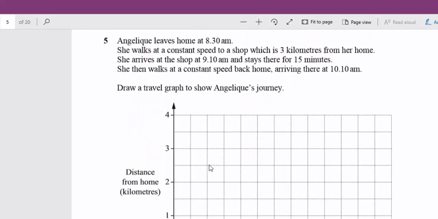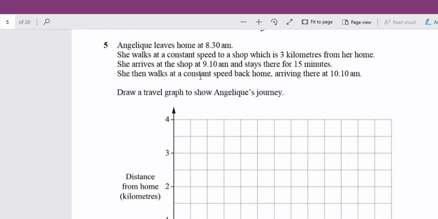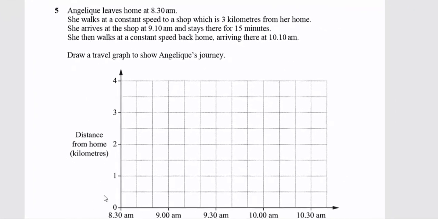Question 5. Angelica leaves home at 8:30 a.m. She walks at a constant speed to a shop which is 3 kilometers from her home. She arrives at the shop at 9:10. She stays there for 15 minutes. Draw a travel graph to show Angelica's journey. So it starts at 8:30 right here.